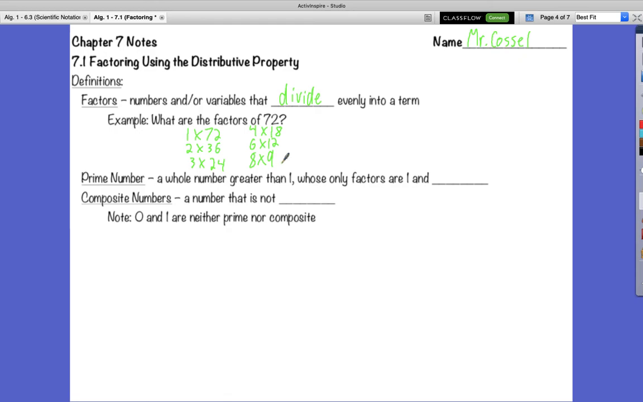Now we have a prime number. A prime number is a whole number greater than 1 whose only factors are 1 and itself. Then we have things called composite numbers. A composite number is a number that is not prime. It's not prime, it's composite.